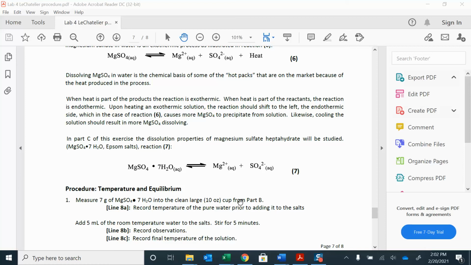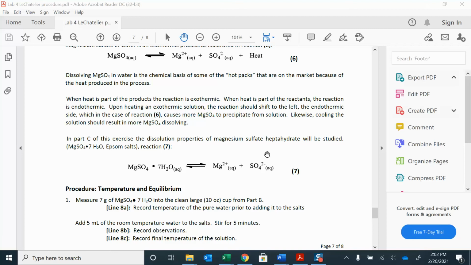What happens if I put this in hot water? Do I see more solid forming, or do I see that solid dissolving, and more of it dissolving and it goes away? Then I would be on the product side. So again, your solid is on your reactant side. So if you're making solid, you're shifting towards the reactants. If you are seeing the solid dissolve, then you're shifting towards the products.